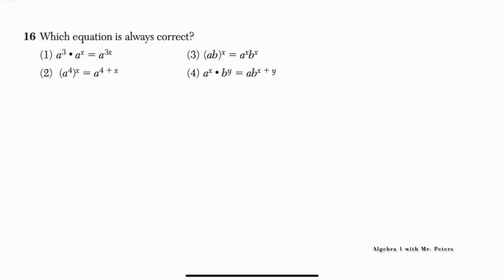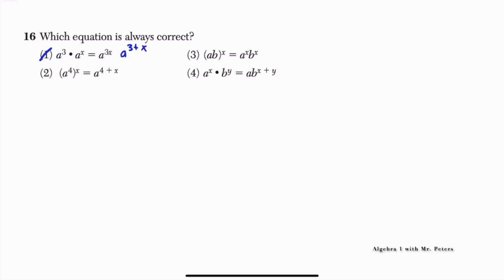And we're specifically talking about exponent rules. So in answer choice number 1, we have to be mindful that when we're multiplying exponents with the same base, we add. So this is wrong because it should look something like this: a to the 3 plus x power.